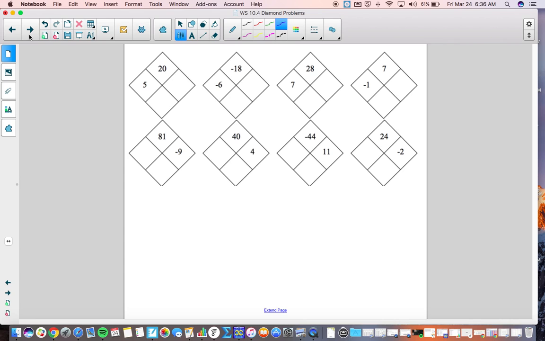Once you're done with those four, now we move on to these where we have the left, or sometimes we have the right, and we also have the top number. So that's the product of the left and right. The left times the right equals the top number.